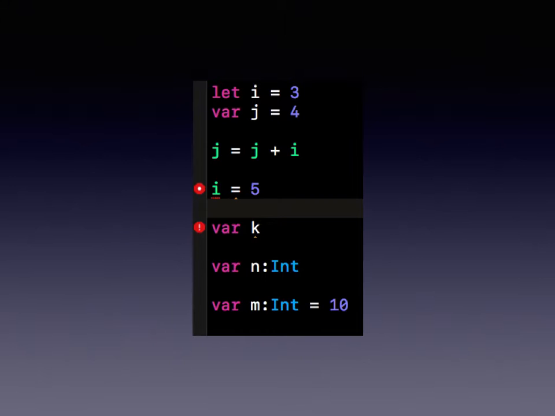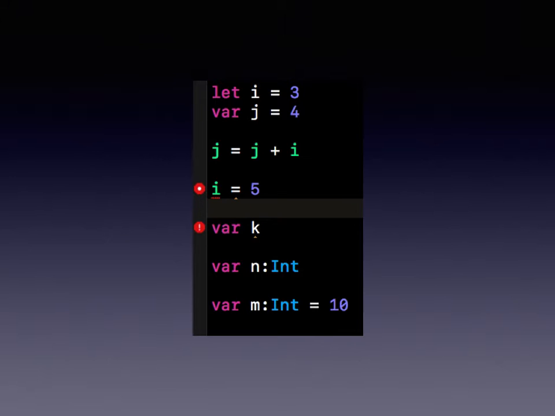If you simply define a variable k with no initialization value, you get an error. The reason for that is that no type is specified. Swift is a strongly typed language, so in this case you get an error message.